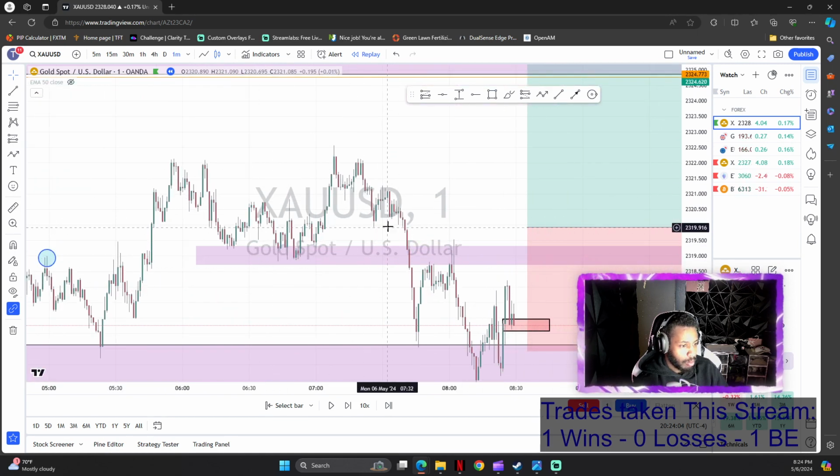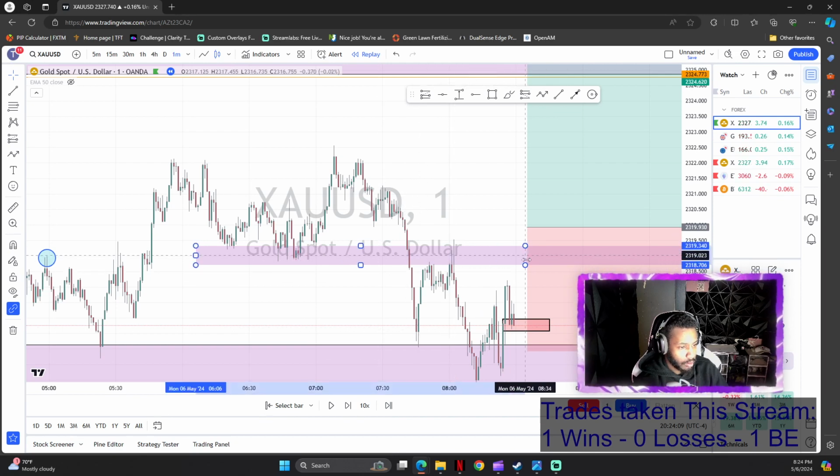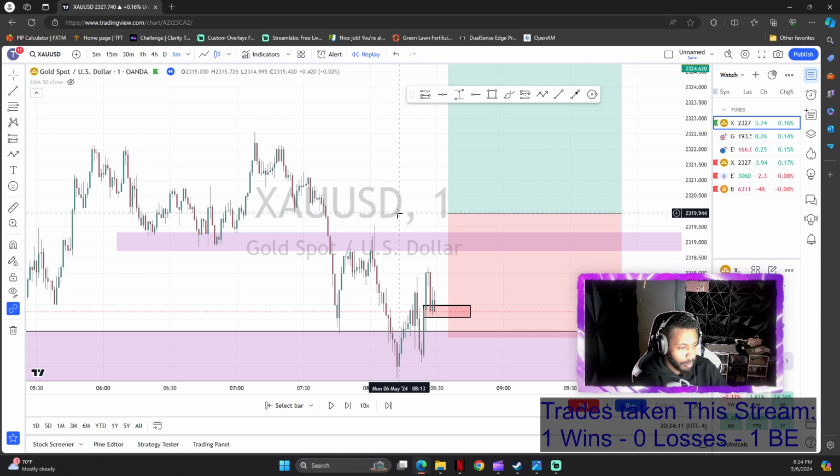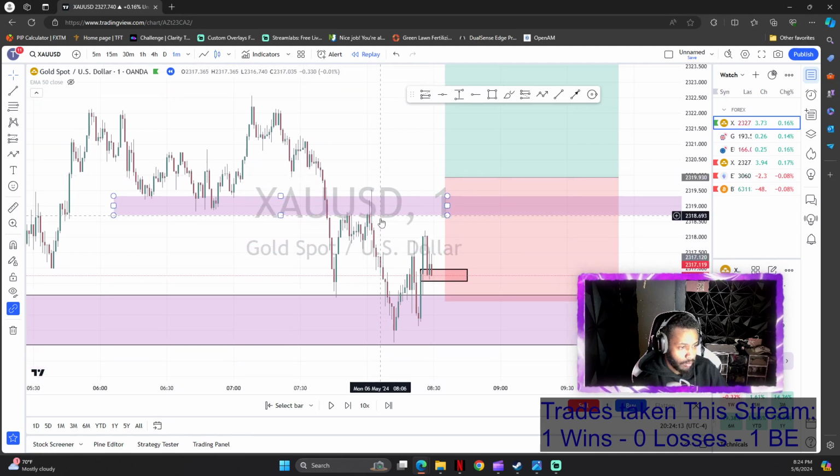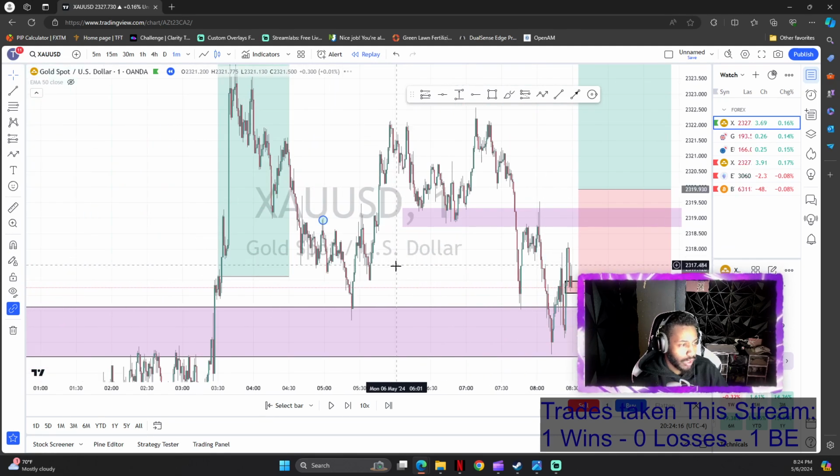Now that we broke through this previous support, came up, found it as new resistance, it confirms this level to be a decent level to take a trade off of, right? Above, I guess, because we are overall bullish on the higher time frames.